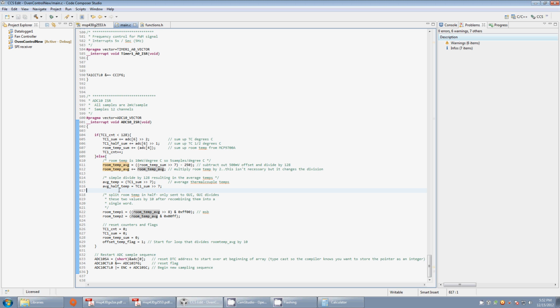All we do is shift. So we summed up 128 values. Now we need to divide by 128. Well, actually, the divide by 4 is up here. I already went over that.